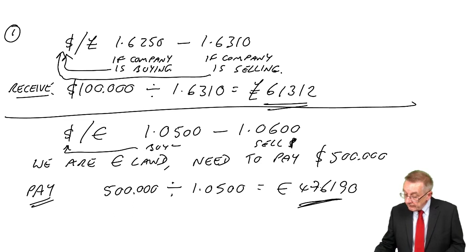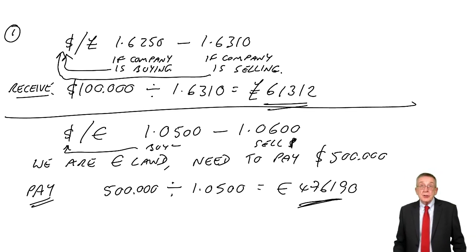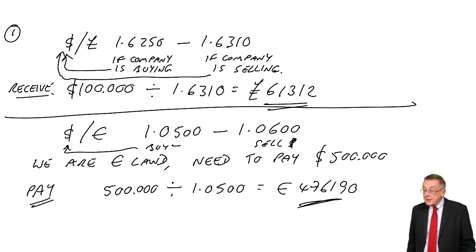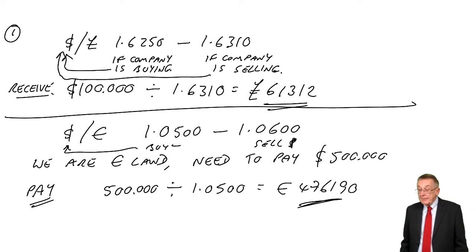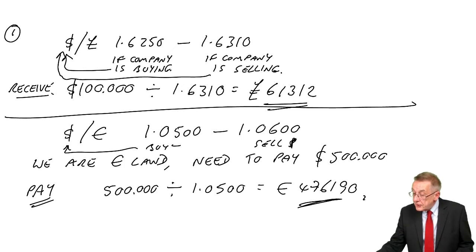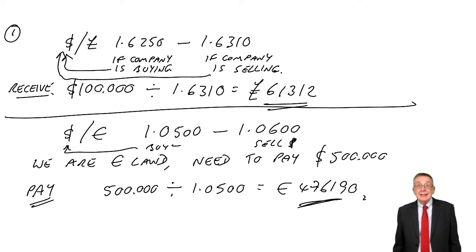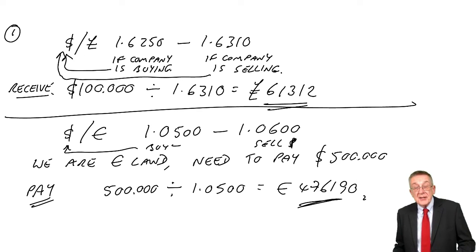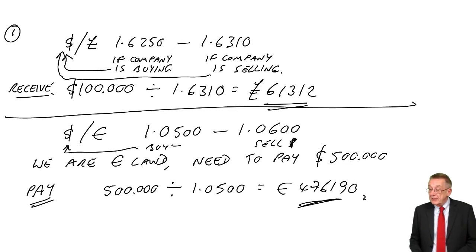$476,190. Or again, if you're at all unsure, think about it, use your calculator. It's whatever's worst for us. Had you converted at 1.06, but divided by a bigger number, you'd end up with a smaller number of euros. Well, since we're paying money, it's whichever rate ends up us having to pay more, because again, it's the bank that makes the profit.